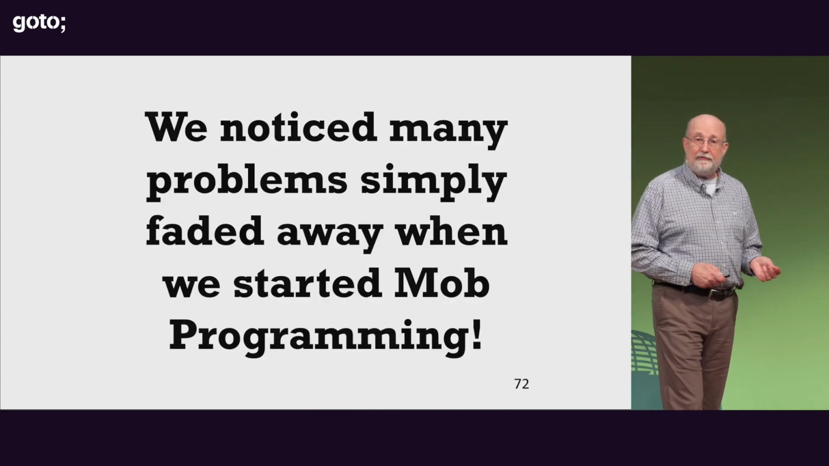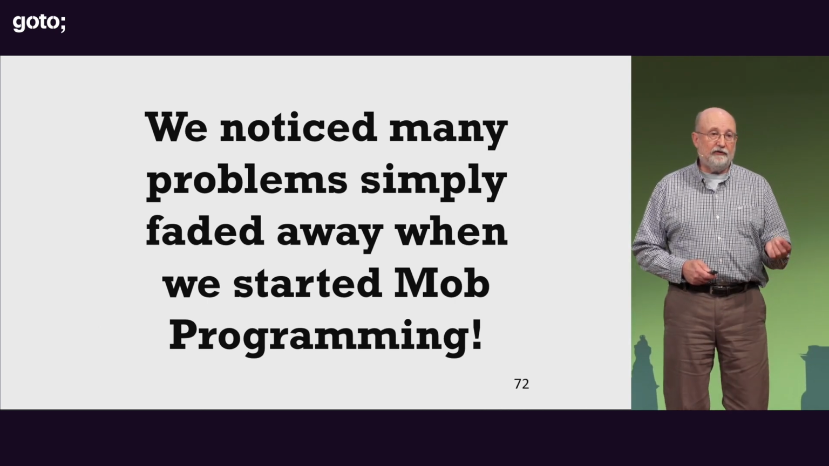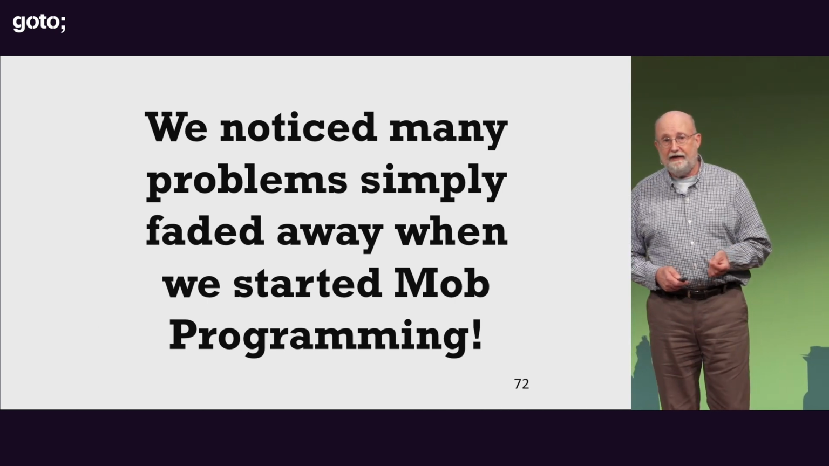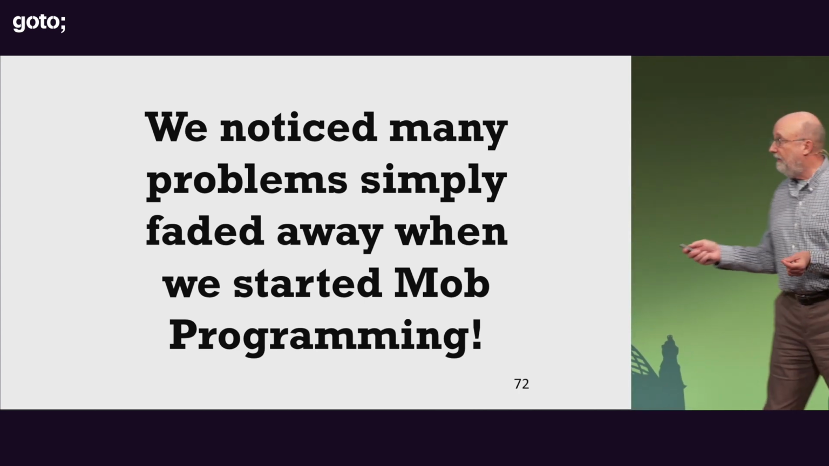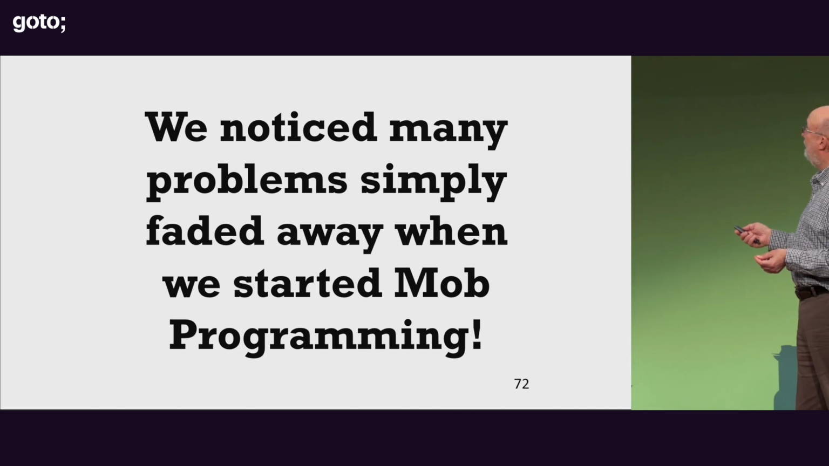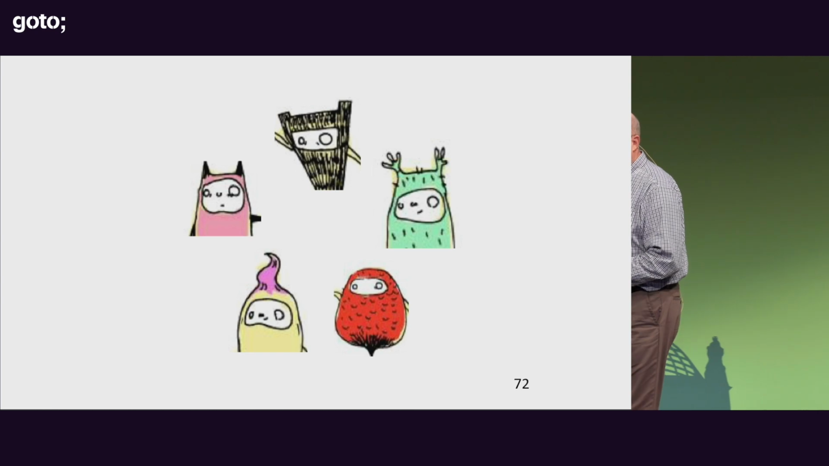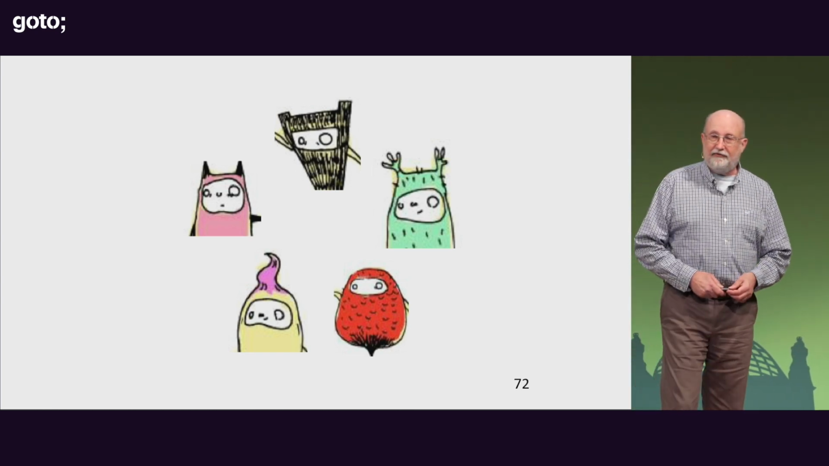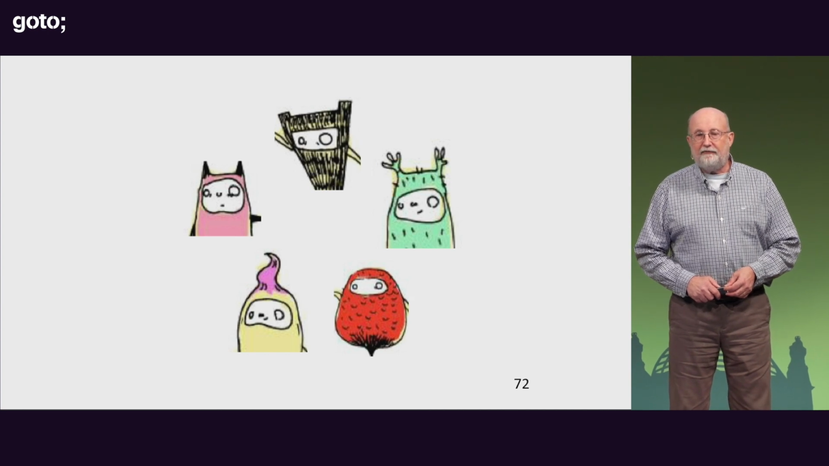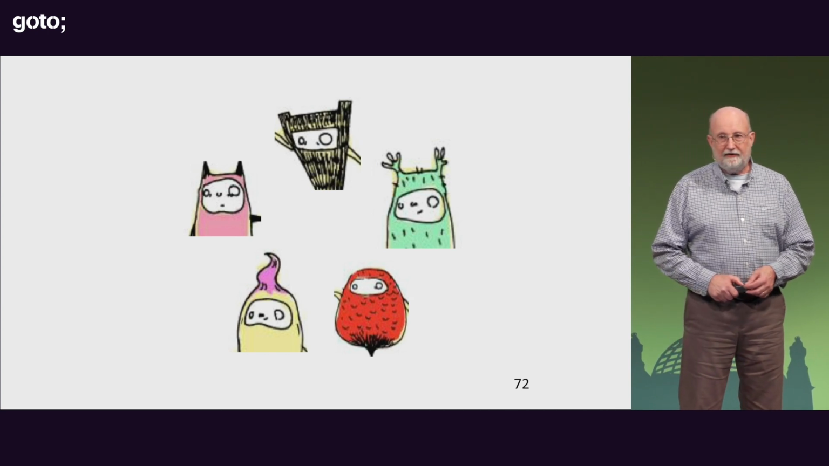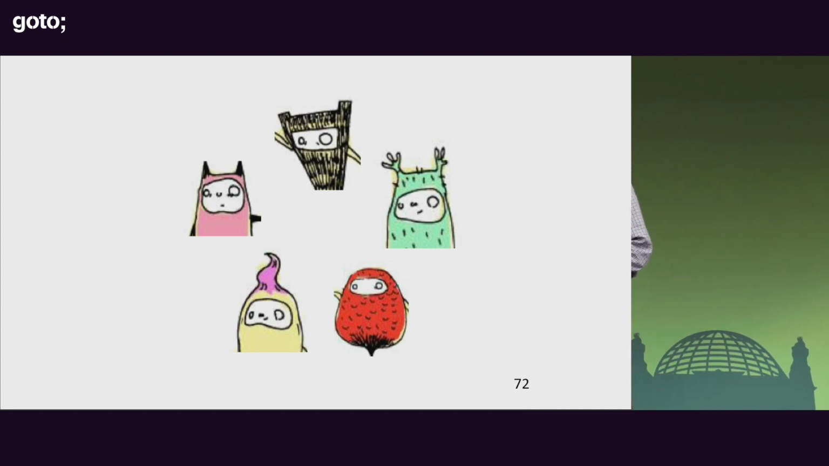So what happened when we started mob programming, or starting to work well together, we noticed many of these things faded away. And I spent a long time putting together this animation, so watch closely. Many things faded away when we started working as a team. Pretty impressive, eh? Okay, so this is a troubling thing to me because if we're not paying attention to that, then we may not keep doing the things that are good to do.